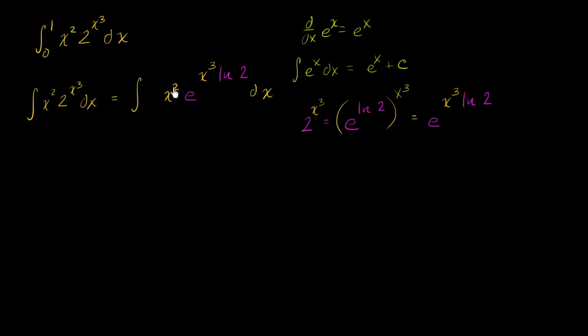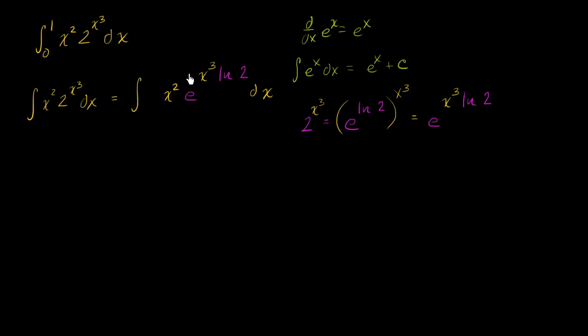But you might be saying, well, okay, look, maybe u substitution could be at play here. Because I have this kind of crazy expression, x to the third times the natural log of 2. But what's the derivative of that? Well, that's going to be 3x squared times the natural log of 2, or 3 times the natural log of 2 times x squared. Well, that's just a constant times x squared. We already have an x squared here, and so maybe we can engineer this a little bit to have the constant there as well. So let's think about that.